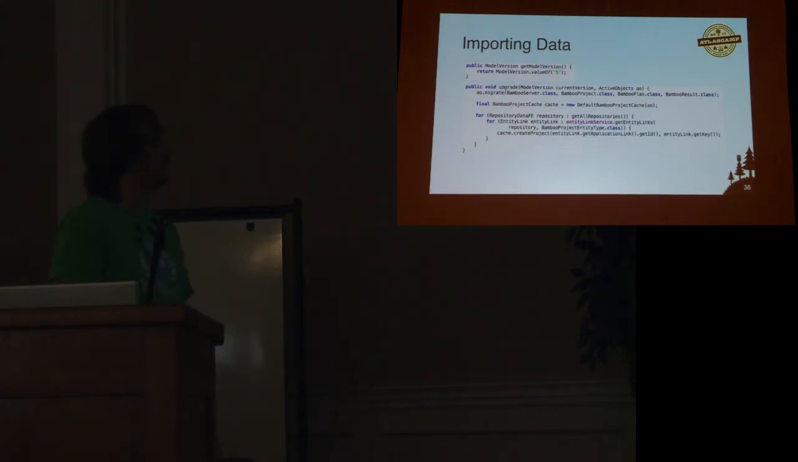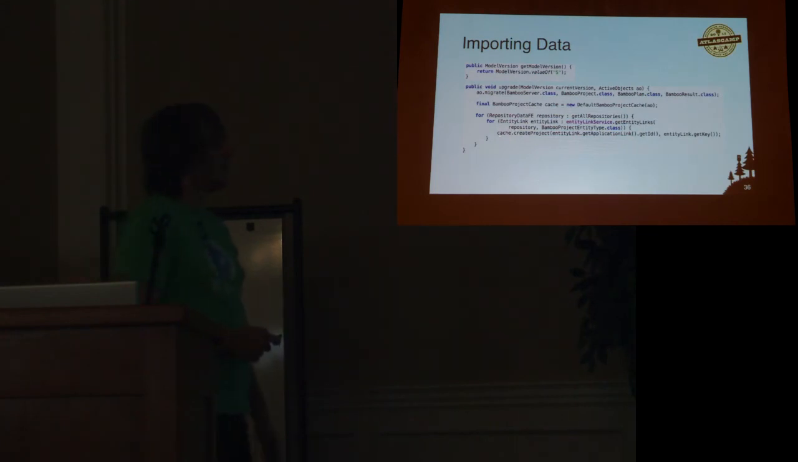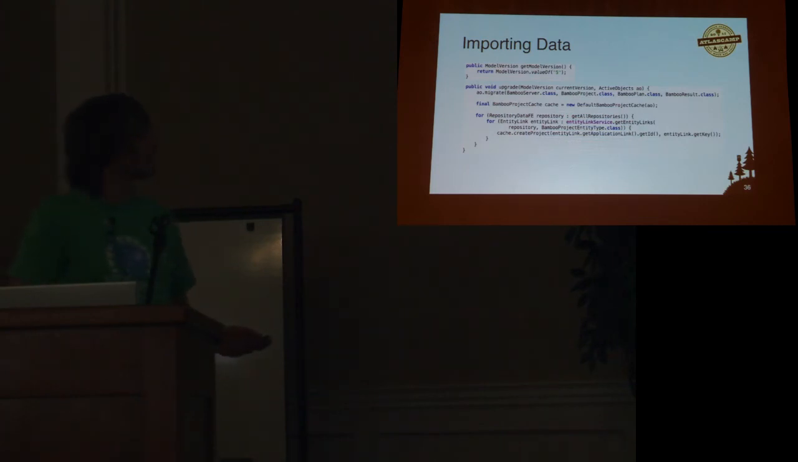After I've created my schema, I build this case. This is just a wrapping class around the logic dealing with ActiveObjects. And then I'm iterating over every single entity that has a Bamboo project associated with it in UAL. And then I'm creating a project for that D-link. So that's how I can easily import data into my schema.